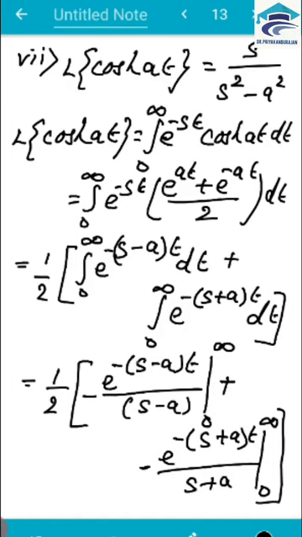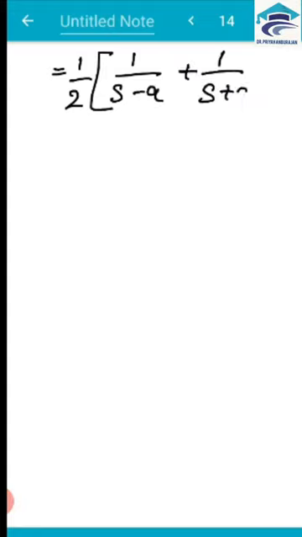When you apply 0 here, it will become e power 0, that is 1. So you will be getting 1 by s minus a over here, and you will be getting 1 by s plus a for the second term. Let us write this properly. This is equal to, we have 1 by 2 outside, so 1 by 2 into 1 by s minus a plus 1 by s plus a.